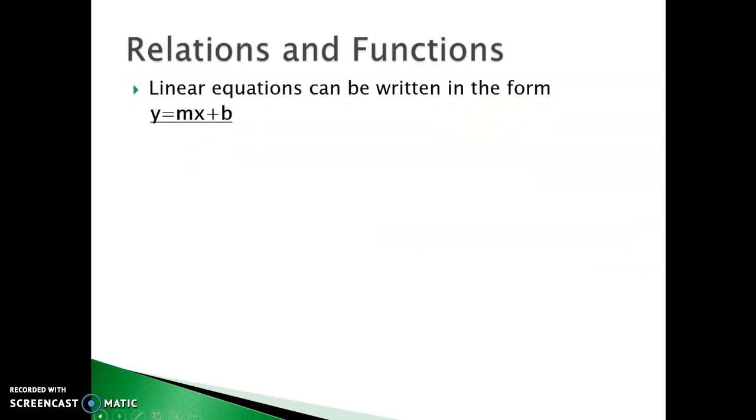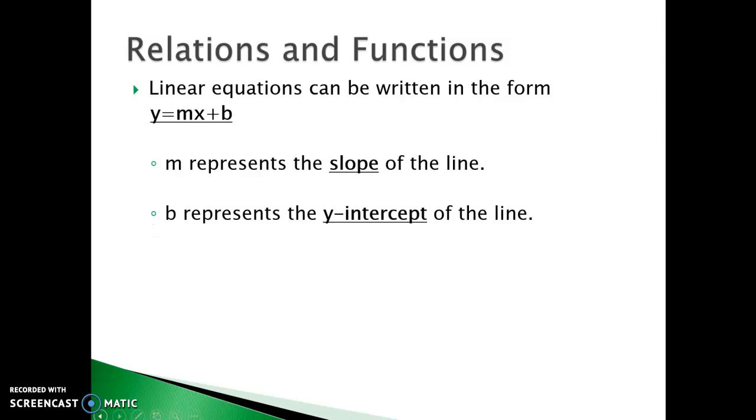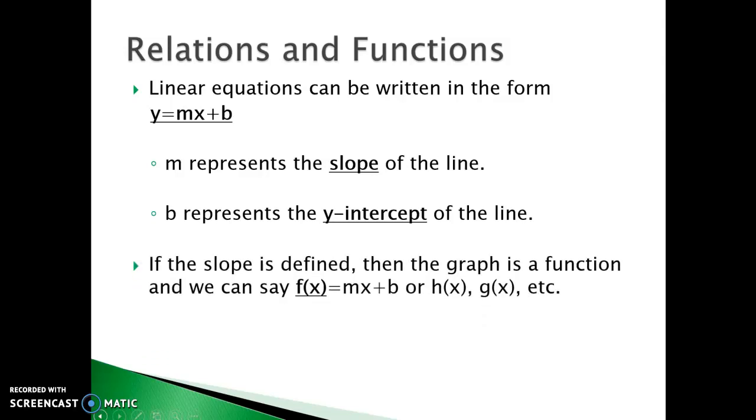All right, so again, we're going to be taking notes here. So we've got linear equations. They can be written in the form of y equals mx plus b. So m represents the slope of the line, and b represents the y-intercept. So the slope is your rise over run, and your y-intercept is where it crosses the y-axis. If the slope is defined, meaning it's 0 or any other real number, then the graph is a function. And instead of calling it y equals mx plus b, we can call it f of x, meaning a function in terms of x. So we have f of x is equal to mx plus b.